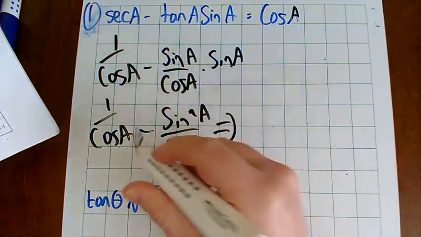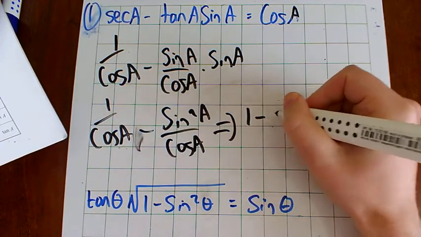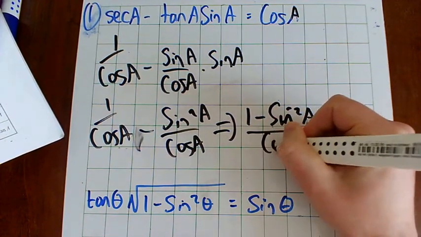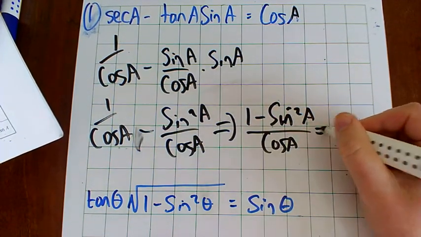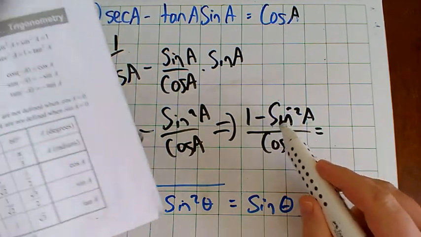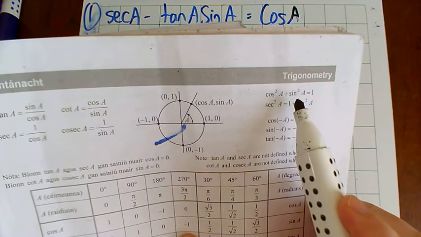My knowledge of fractions: are the denominators the same? Yes, so you can write that as a single fraction. So that's 1 minus sine squared A over cos A. And again, we want to deal with cos here. So what is 1 minus sine squared A? Remember, if we rearrange this, going back to our maths tables, 1 over sine squared A, this is the one I got.